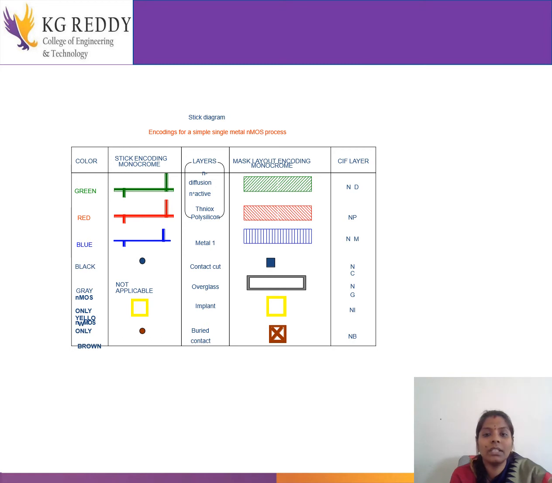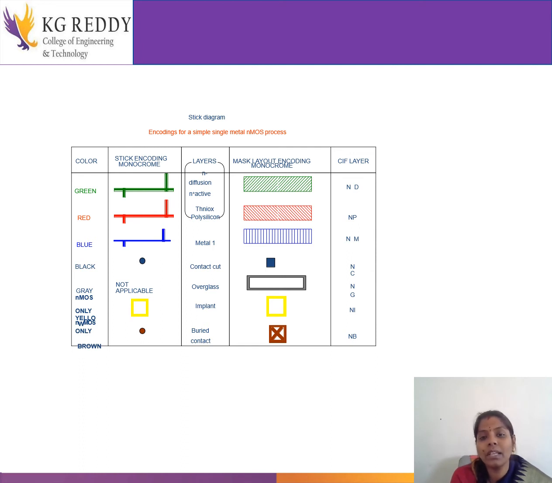Okay, generally the stick diagram represents topography and layer information by using simple diagrams. That means we are capturing some topography and layer information using simple diagrams. And what it does is it simply conveys the layer information through color codes.